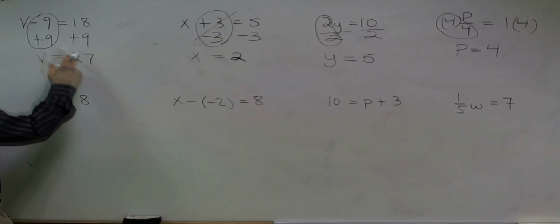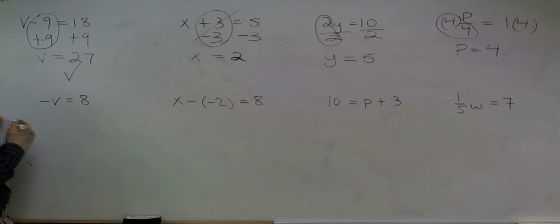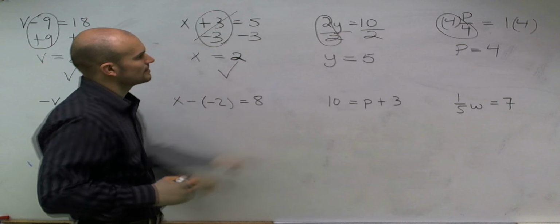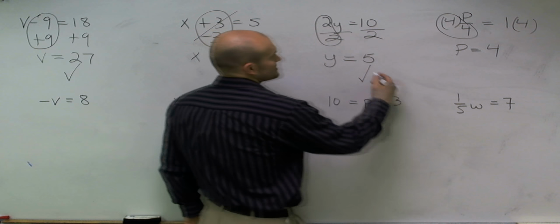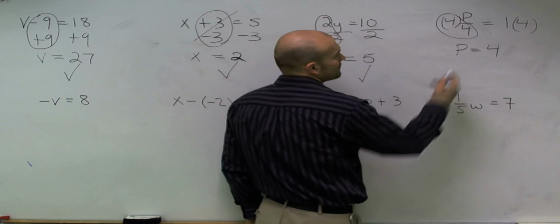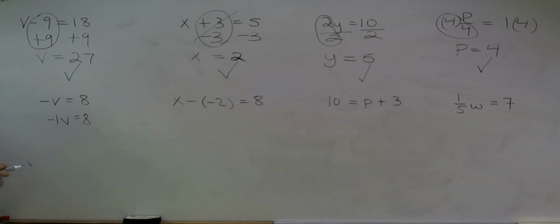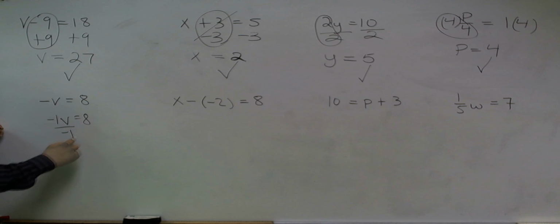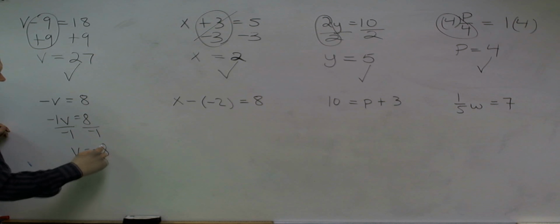Let's check our answer. Does 27 minus 9 give me 18? Yes. Does 2 plus 3 give me 5? Yes. Does 5 times 2 give me 10? Yes. And does 4 divided by 4 give me 1? Yes. So to solve for this problem, our most common case that we like to do is divide by -1. Therefore, v equals a -8.